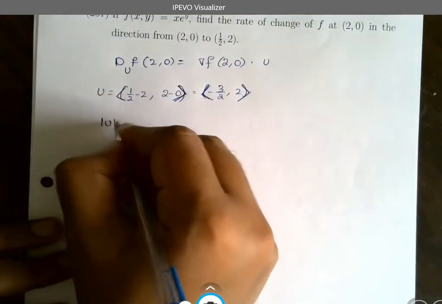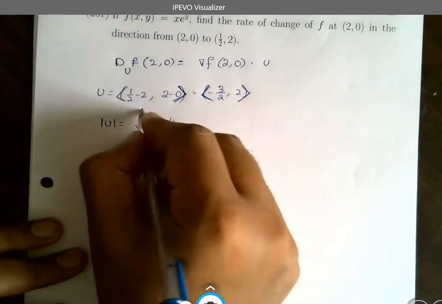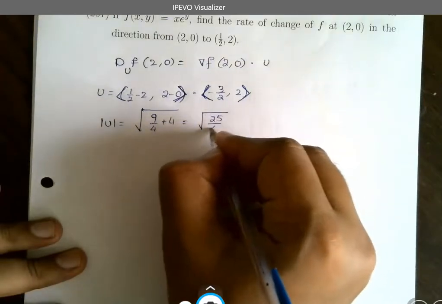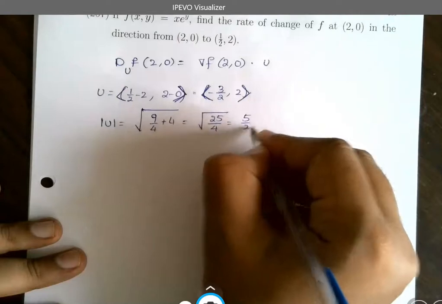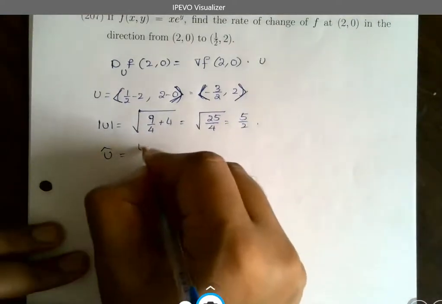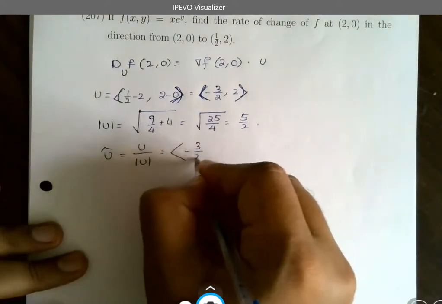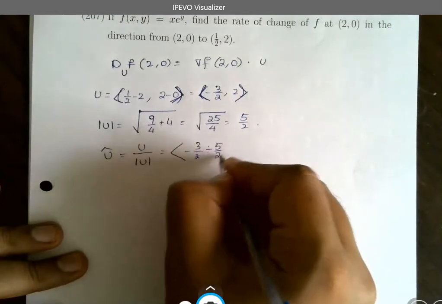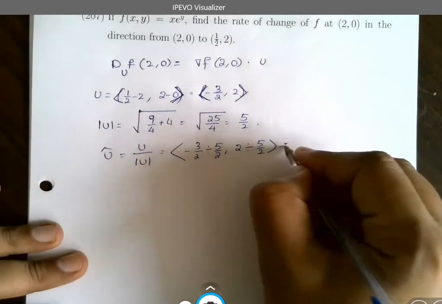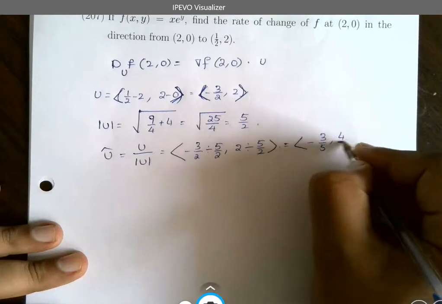Now, magnitude of u, is it 1 or not? That's going to be the square root of 9/4 plus 4. It's not 1, okay? So that's the square root of 25/4, which is 5/2, right? So you want to find the unit vector u. That's going to be u divided by the magnitude of u: negative 3/2 divided by 5/2 and 2 divided by 5/2. When you do that, you get negative 3/5 and 4/5.